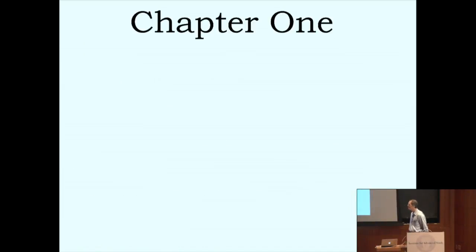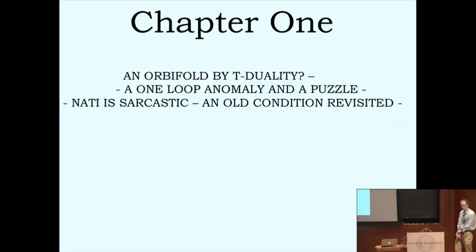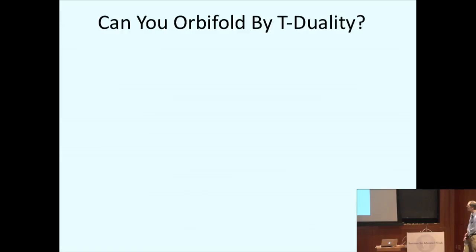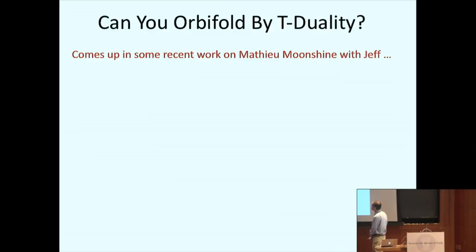Chapter 1. An orbifold by T-duality, a one-loop anomaly and a puzzle. Nati is sarcastic. An old condition revisited. So we begin with the question: can you orbifold by T-duality? This is a question that came up in some recent work I've been doing with Jeff on Mathieu Moonshine, which I'll tell you all about some other time.